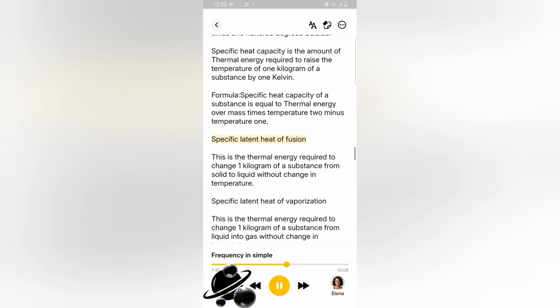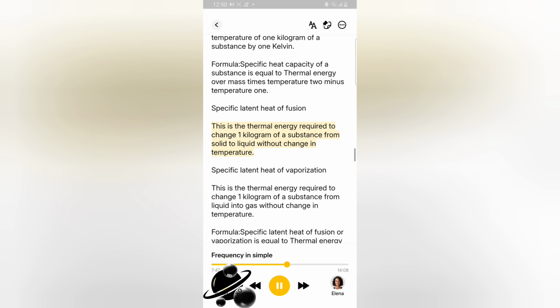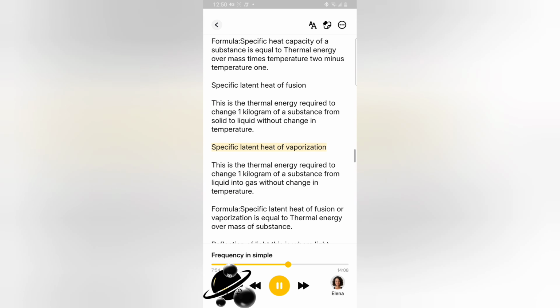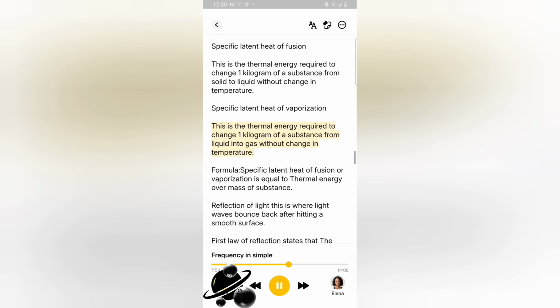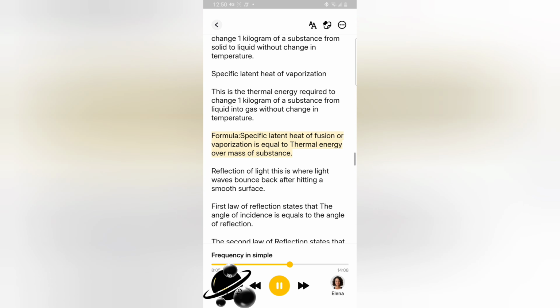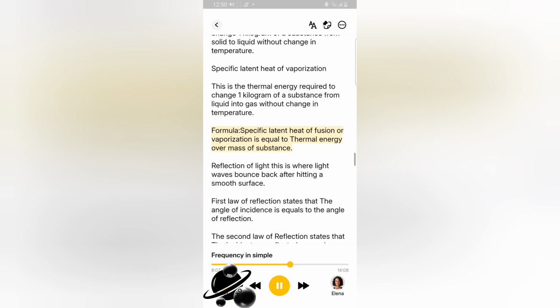Specific latent heat of fusion. This is the thermal energy required to change 1 kilogram of a substance from solid to liquid without change in temperature. Specific latent heat of vaporization. This is the thermal energy required to change 1 kilogram of a substance from liquid into gas without change in temperature. Formula: specific latent heat of fusion or vaporization is equal to thermal energy over mass of substance.